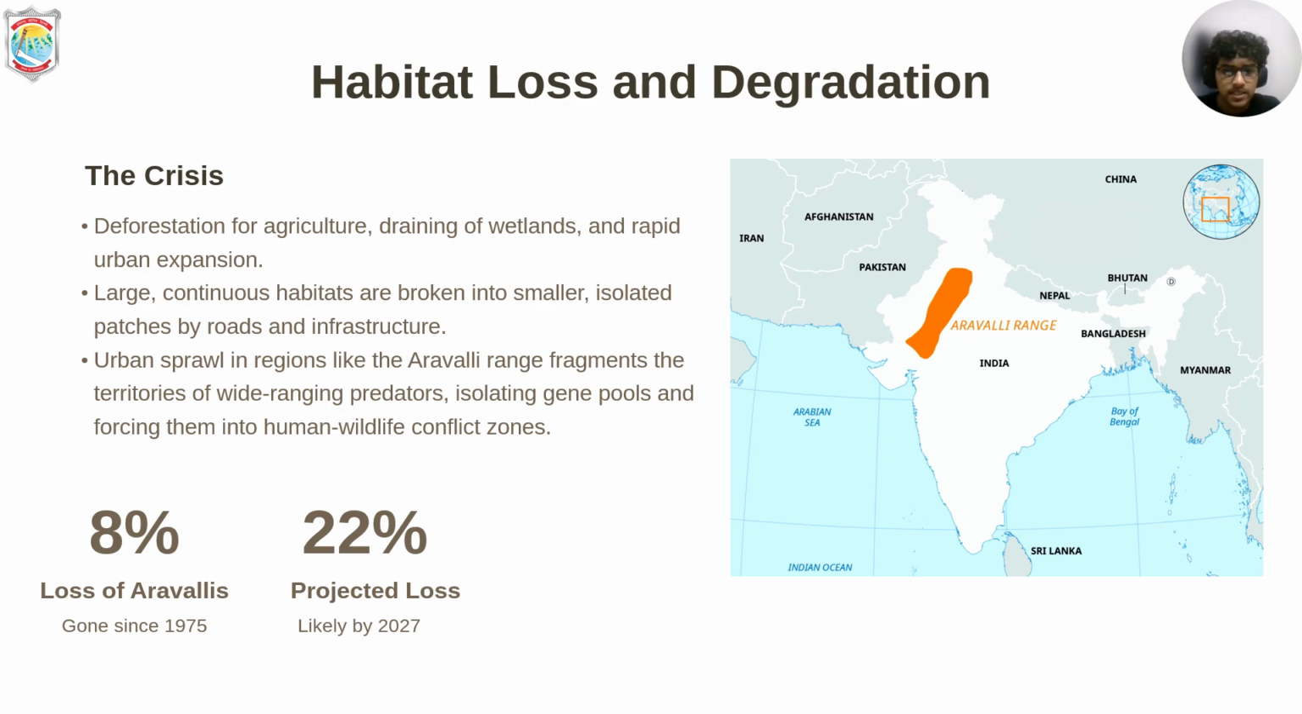Take the Aravalli Range as a local example. Urban sprawl there fragments the territories of wide-ranging predators. This isolates gene pools and forces wildlife into human-wildlife conflict zones. Since 1975, we have already seen an 8% loss of the Aravallis and are looking at a projected loss of 22% by the year 2027.